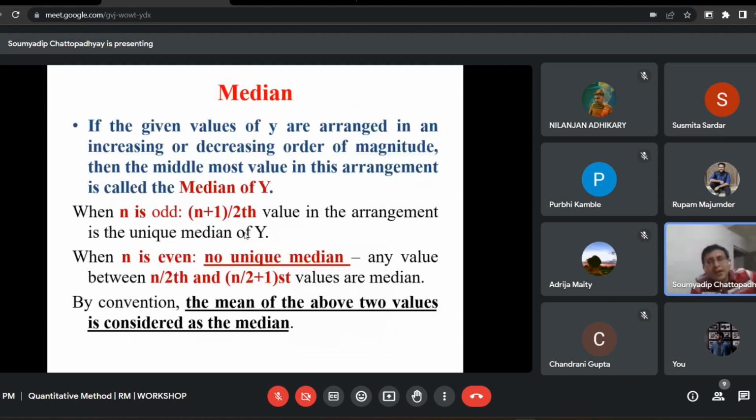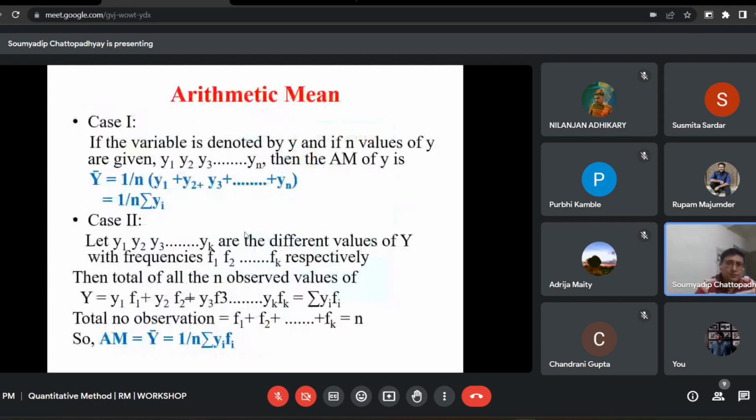Now coming to the median. The median is also considered another measure of average, and in some cases median is preferable to mean as a measure of average. For example, if there are certain extreme values, and you incorporate those values into your mean using the formula, there is a possibility that your arithmetic mean will be affected by those extreme values.